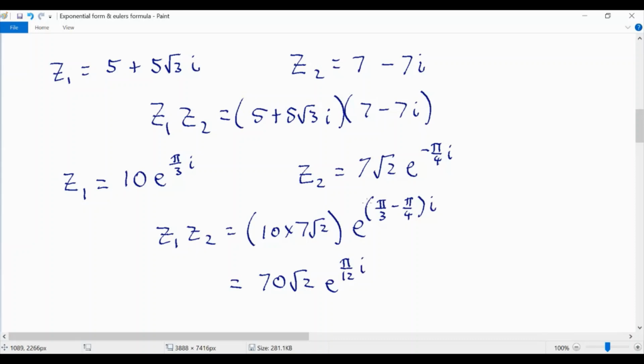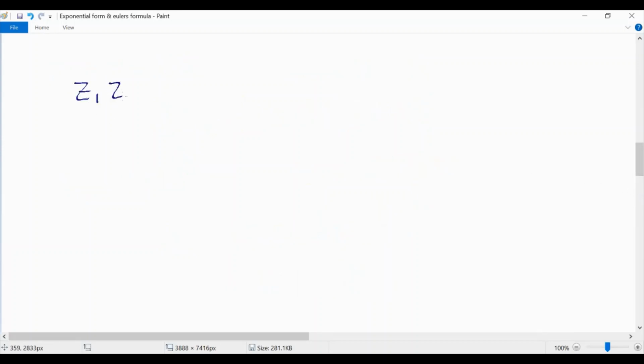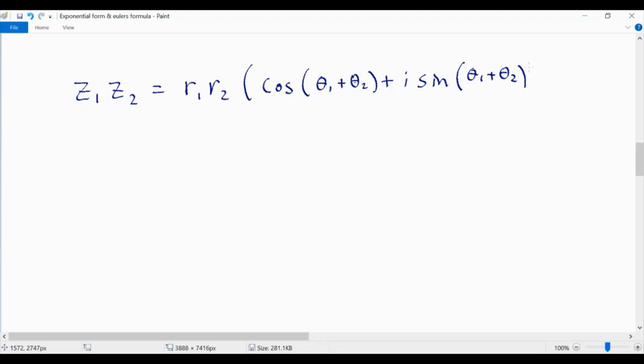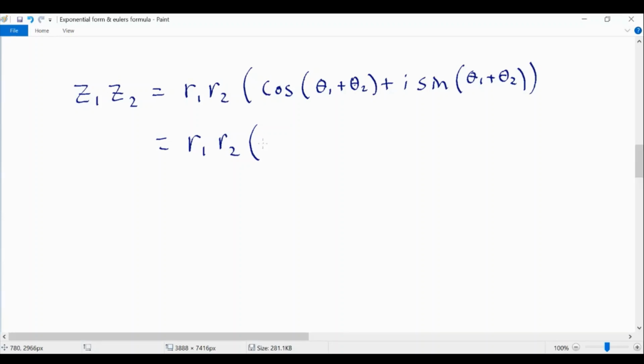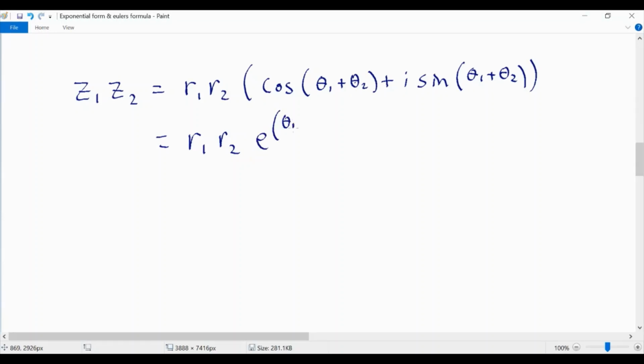So in fact, in general, you can say that if we're multiplying two complex numbers together, then the result would be the product of the two moduli of the two complex numbers, and also the arguments added together. So if we're writing it in modulus-argument form, it'd be written like this, and therefore also, as I already pointed out, if we wrote this in exponential form, it's just something like this.